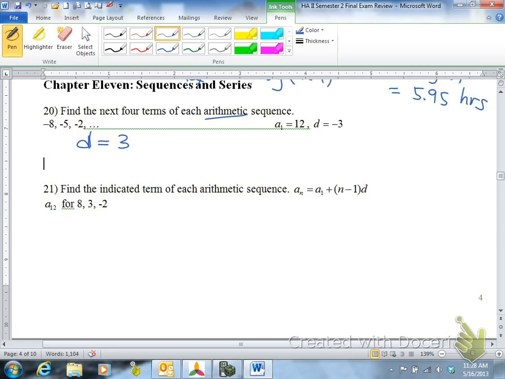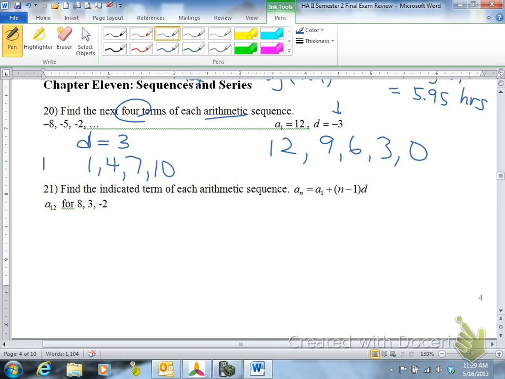I would really study the infinite geometric series, specifically that. You don't really need to study the arithmetic sequence. I'm giving you both. So your d is 3, you add 3, you get 1, 4, 7, 10. For the next one, you start at 12, you need the next four terms, you're subtracting 3, so you get 9, 6, 3, 0.